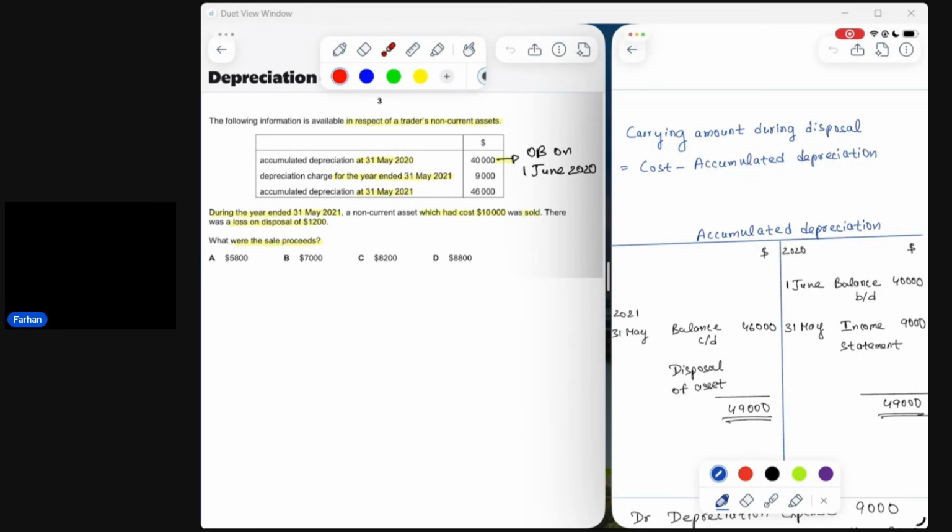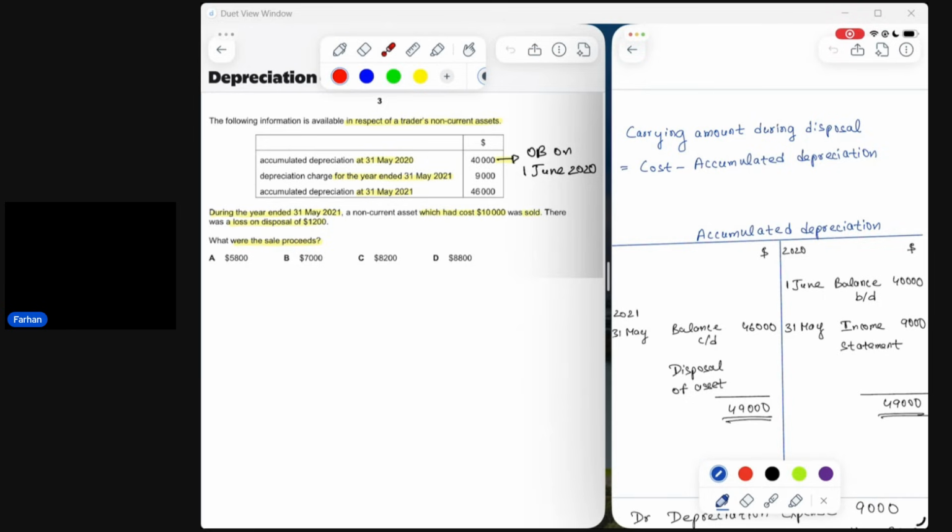We have a question involving non-current assets, depreciation and disposal. We can see the question on the left-hand side of our screen, and on the right-hand side we've got all the detailed steps which I'll explain. With that being said, let's begin.